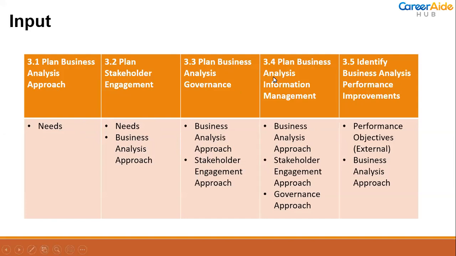The third task has two inputs as well, the business analysis approach and the stakeholder engagement approach. The fourth task, which is plan business analysis information management, has three inputs: the business analysis approach, the stakeholder engagement approach, and the governance approach. The fifth task, identify business analysis performance improvements, has two inputs: performance objectives, external, and the business analysis approach.